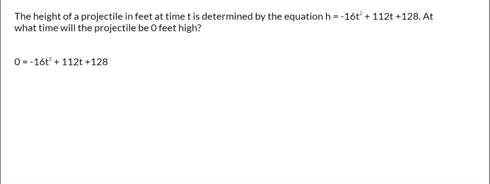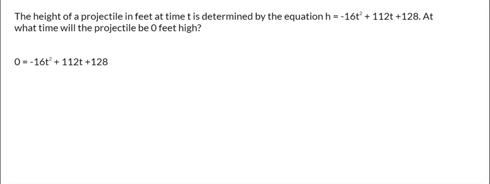Today, we're going to look at a real world problem and see what it's asking us. The height of a projectile in feet at time t is determined by the equation h equals negative 16t squared plus 112t plus 128. At what time would the projectile be 0 feet high?